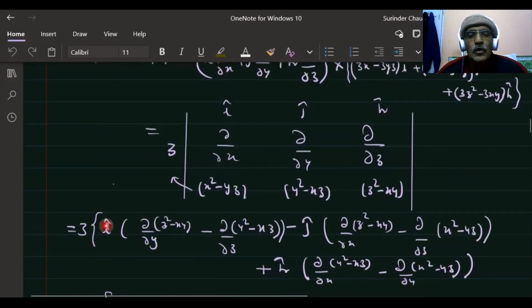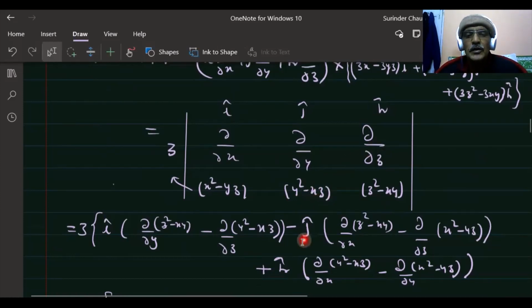It is equal to z outside, i into ∂/∂y of this component plus k minus xz, minus j into ∂/∂x of this z squared minus x squared, minus ∂/∂z of x squared minus yz, plus k into ∂/∂x of y squared minus xz, minus ∂/∂y of x squared minus y.